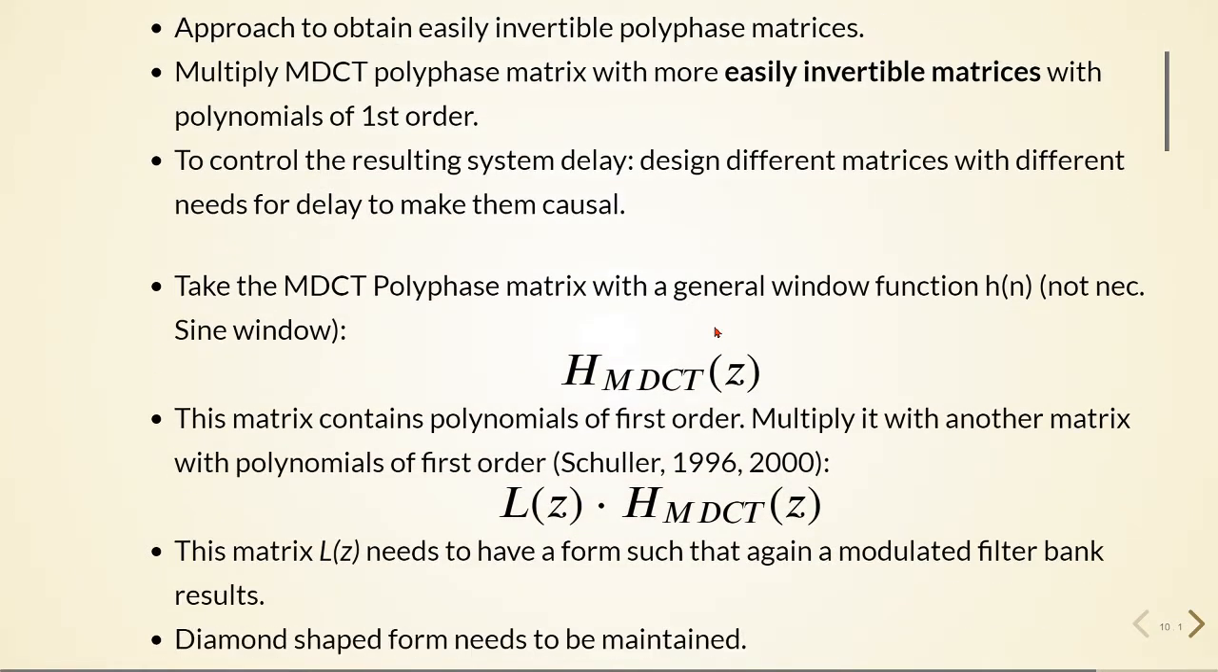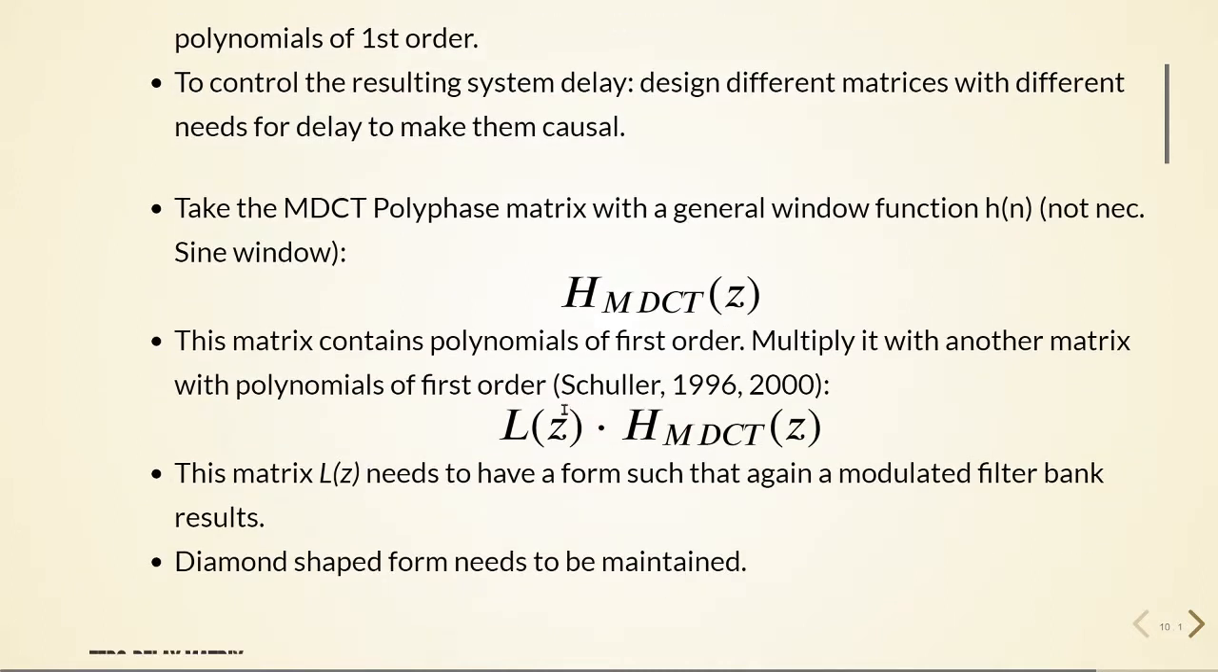So if we take, for example, the MDCT polyphase matrix with a general window function, not necessarily the sine window, we can call this the polyphase matrix HMDCT, much more general, and this matrix contains polynomials of first order. Then we can multiply it with another matrix of polynomials of first order, for example, LZ. So this matrix LZ needs to have a form such that again results in a modulated filter bank, and we need to preserve the diamond shape of the matrix.